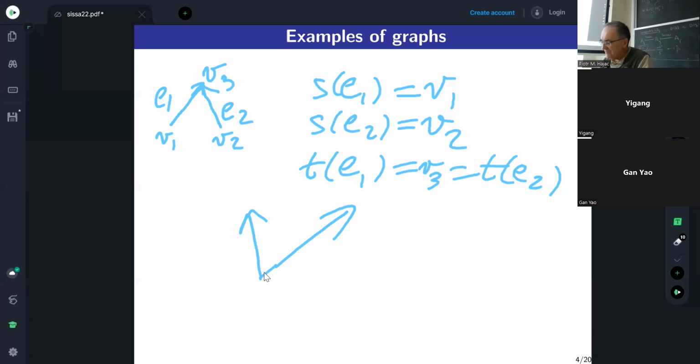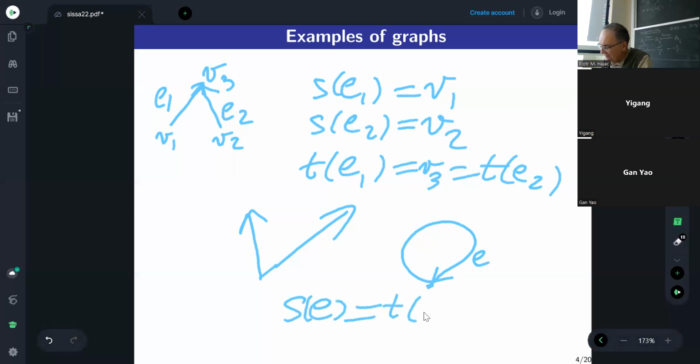What else? Nobody tells you that the source and the target map must be different. You might have a loop. This is actually what very often happens. This is my edge E, and the source of E is equal to the target of E. Nothing wrong with this, quite the contrary. This is what gives you some fun. But you can also have a composite loop, where you go up and up and up, and then you go around. So you can do many things.